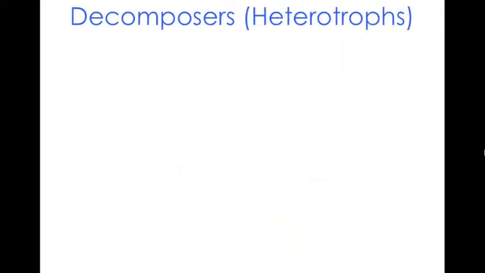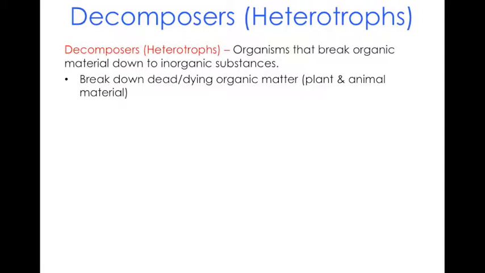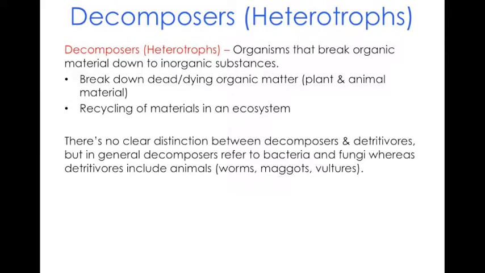Now the last section is the decomposers. Decomposers are heterotrophs, but they are the ones that are really good at recycling. They're the ones that break down dead or dying organic matter. It doesn't matter whether it's plant or animal material, they're the ones that recycle it. When something is rotting, it means there's a decomposer consuming that food and turning it back into its inorganic constituents. So it recycles material in an ecosystem. They include things like worms, maggots, bacteria, and so forth as well.